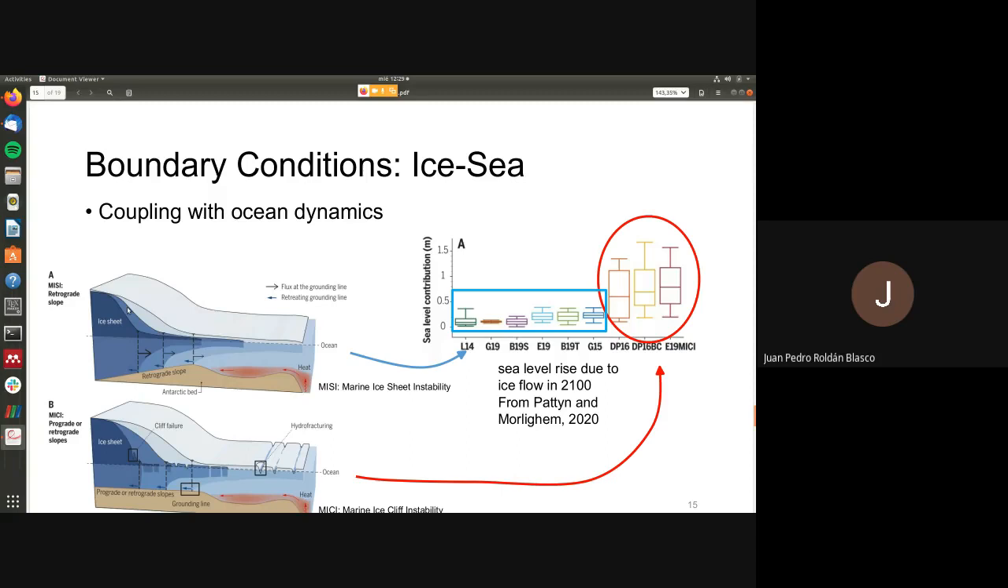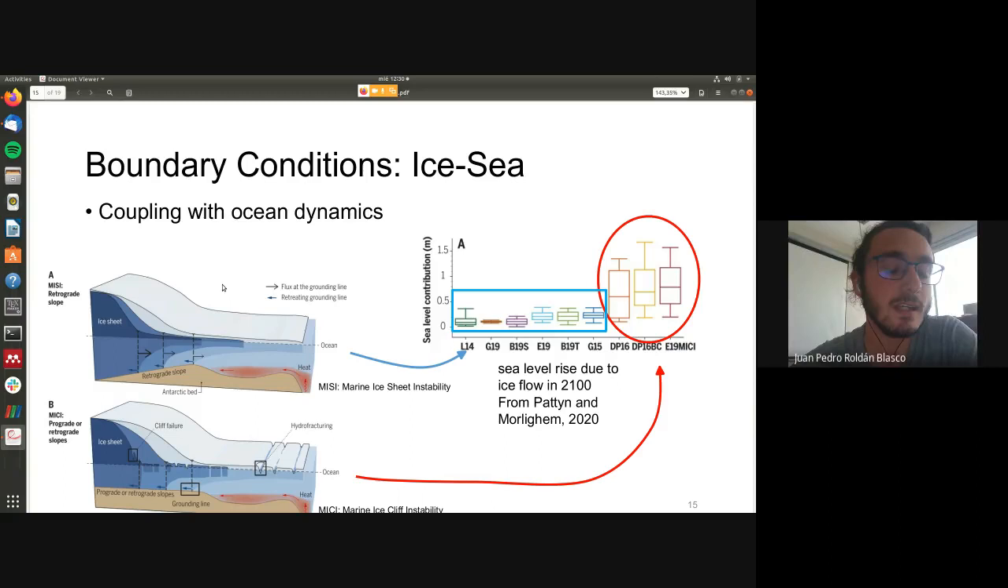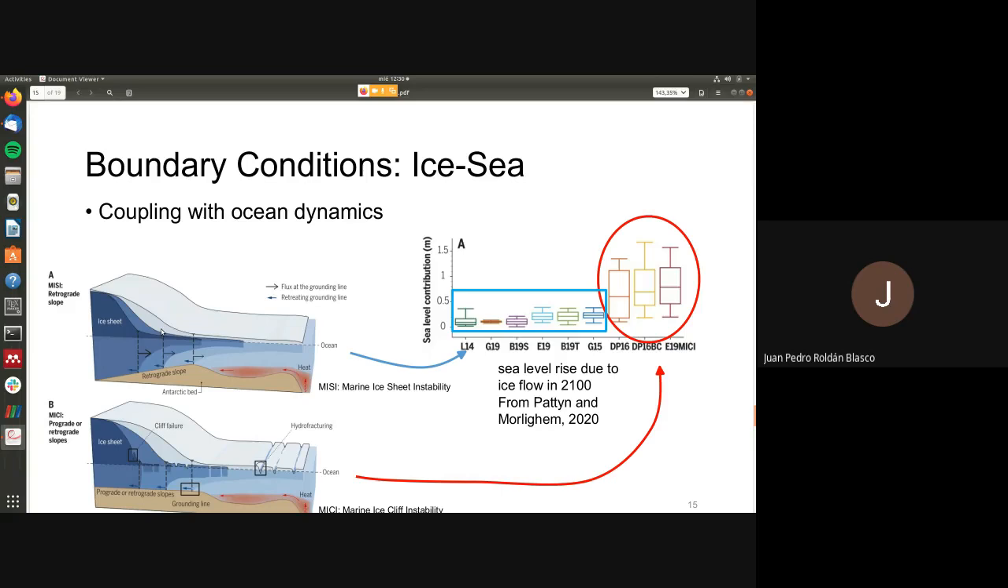Or maybe there is a point at which the ice that was initially here retracts onto this retrograde slope, and due to an inherent instability in the mechanics of the ice sheet, it may start to go back. Some people claim this could mean a huge increase in the amount of ice that comes into the water. And there is also an idea that says that this is not going to happen.